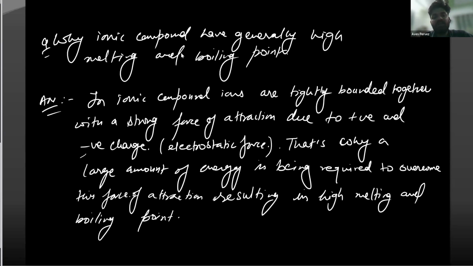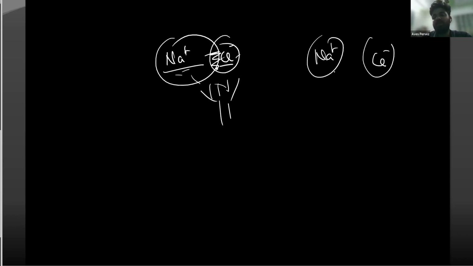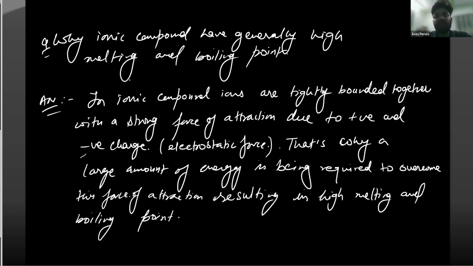Why do ionic compounds generally have high melting and boiling points? It is simple: ionic compounds are tightly bonded together. You see the positive and negative charges are very tightly held together. There is a very strong force of attraction between these positive and negative charges. So a large amount of heat is required to overcome this force of attraction, so that the ions can move freely and come into the molten state.